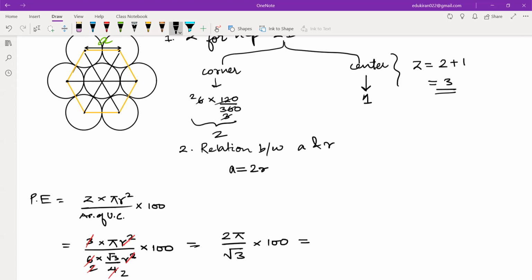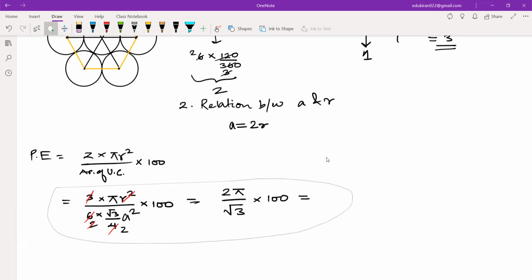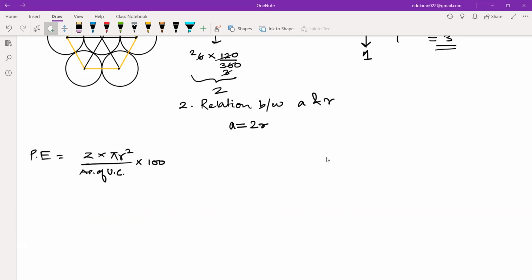Shouldn't it be root 3 by 4, 2R square, sir? 2R square what? The area of the triangle, sir, since we told that A is equal to 2R. Yeah, sorry, I put R square here instead of A square. Yeah, thank you. This will be A square, no? Wait a second, I wrote there R square rather than A square.